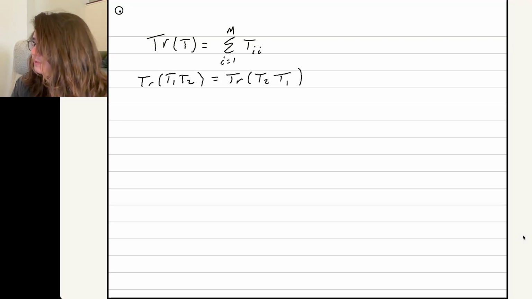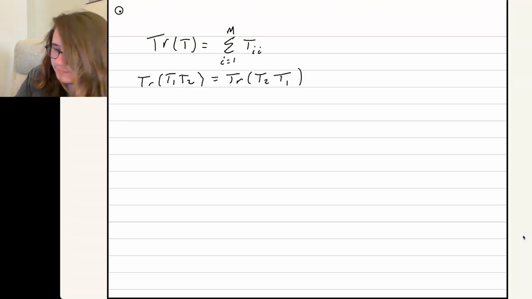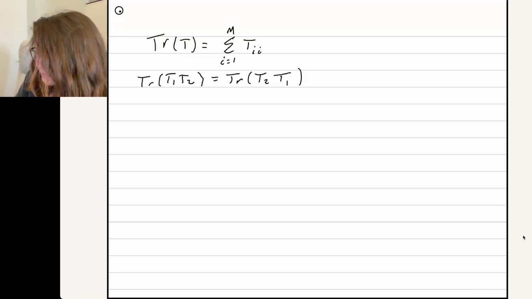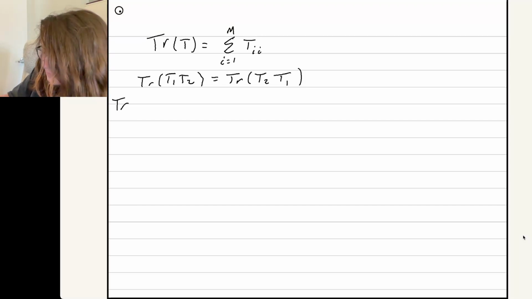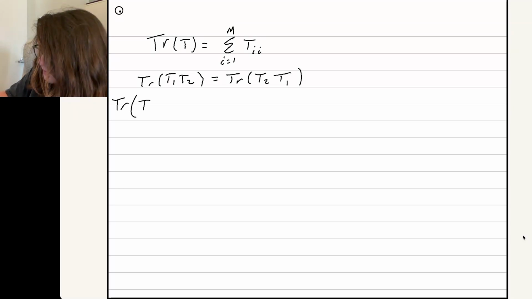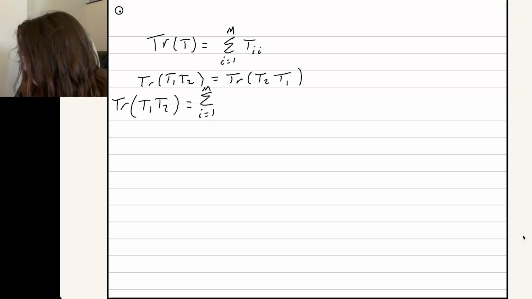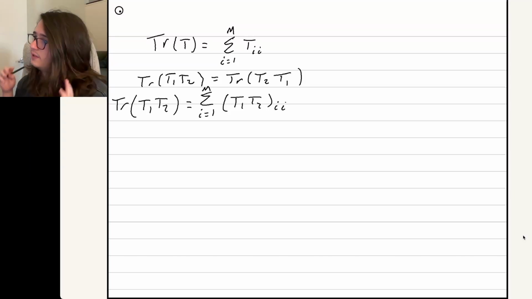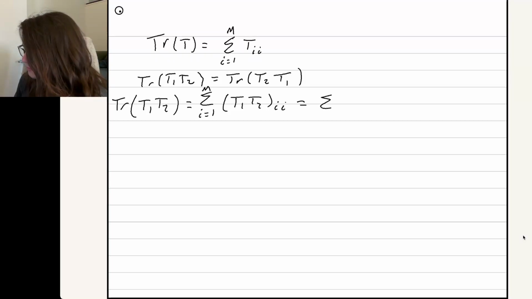So to do this, we have the definition of a trace, right? We can write that the trace of two matrices multiplied together like this will just be the sum over i to m of the indexed version of the two multiplied matrices, indexed ii. Now we know how matrix multiplication works.